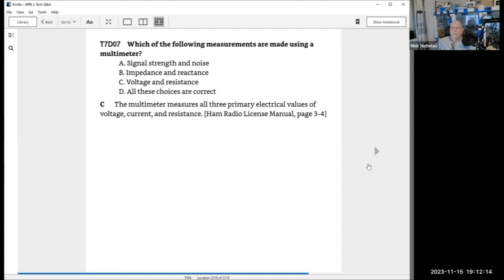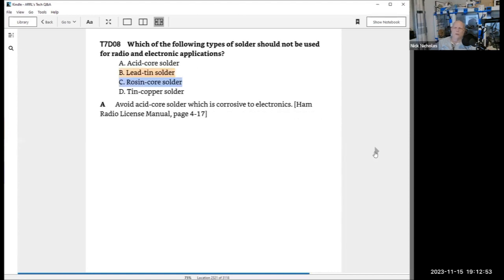Which of the following measurements is made using a multimeter? A multimeter generally can measure voltage, resistance, and current. Some have capacitance meters or inductance meters added in, but most do not. That's a very rare thing. And none of them measure signal strength as a rule. I don't know of any. The three things that a multimeter by definition is supposed to have are voltage, current, and resistance. Anything else, some manufacturer has given you more than a multimeter.